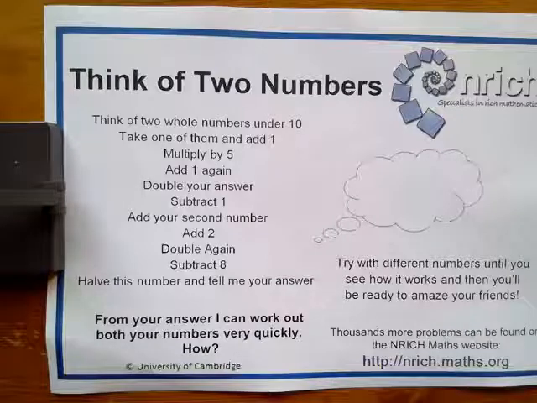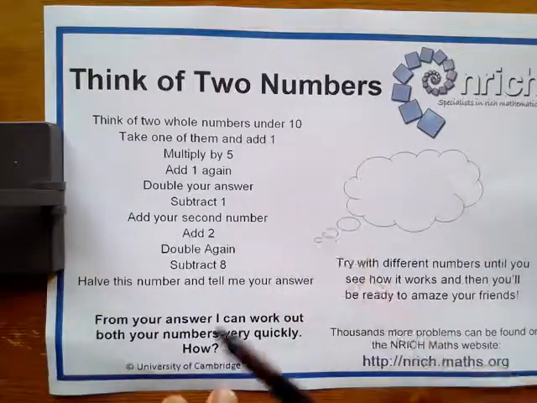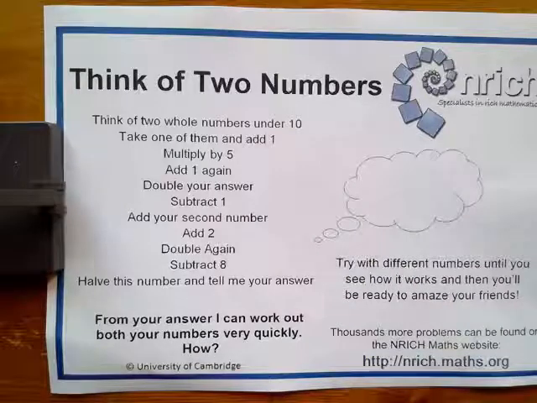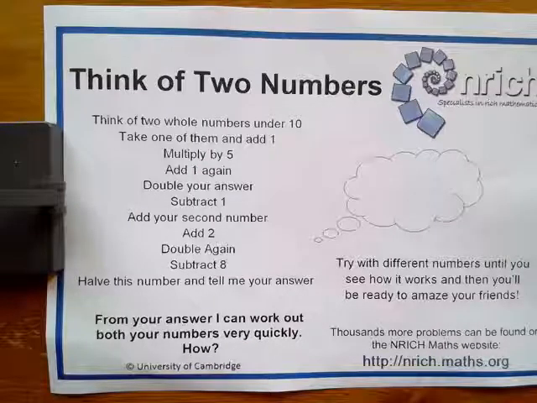You think of 2 numbers that are under 10. It doesn't say they can be the same. It doesn't say they have to be different, but you just pick 2 whole numbers under 10, and then you follow this set of instructions, and at the end of the process you will have an answer. It turns out that you can look at that answer and very quickly work out what the original 2 numbers were, or according to this you can. So what you need to do is to try and work out what it is about that answer that means that you can easily see what the original 2 numbers were.